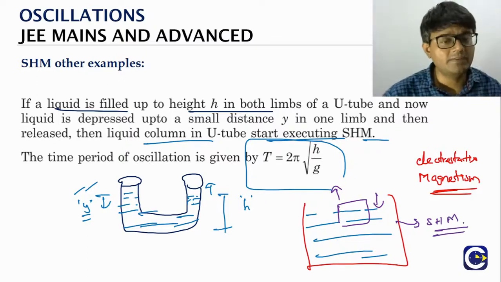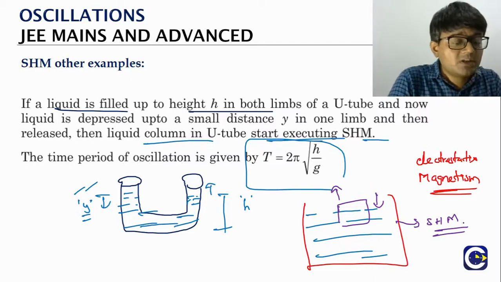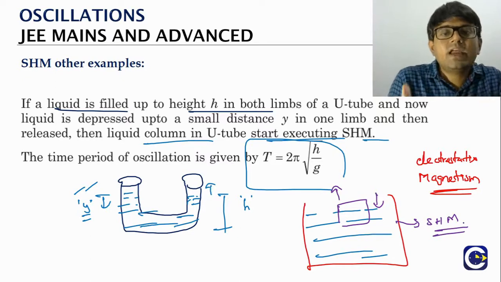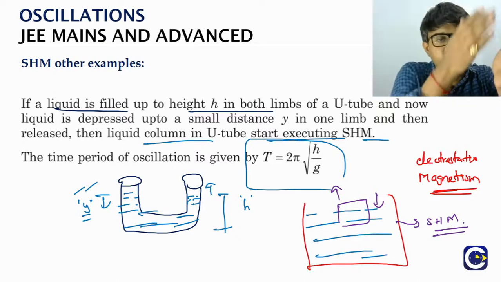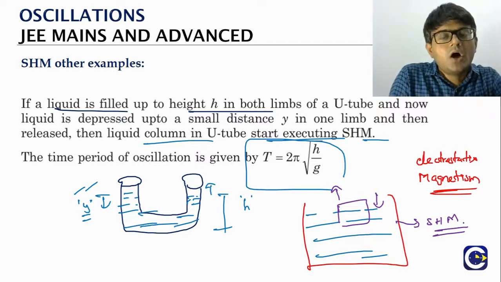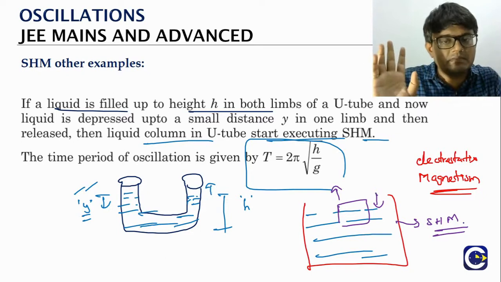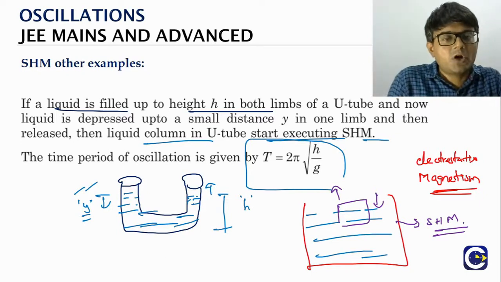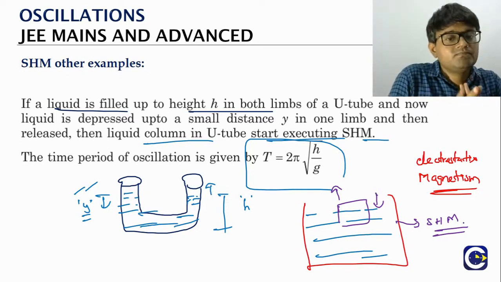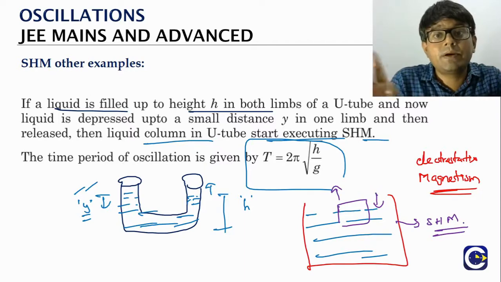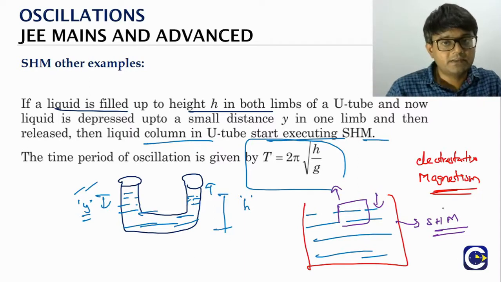Like this, SHM is an idea that can be linked to various topics. Here, these two examples, the oscillations of the liquid column in the U-shaped tube and the oscillations of the floating object, both satisfy the SHM relation. This is linking the properties of fluids to the SHM concept. Then we have seen how gravitation can be linked. Then we have seen how thermal properties of matter can be linked.